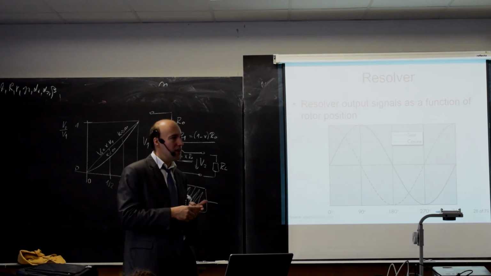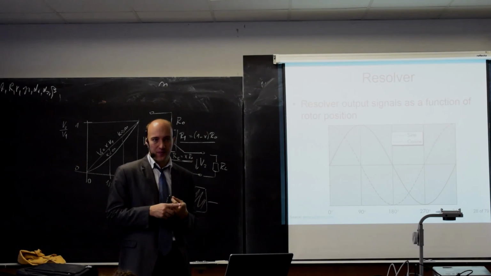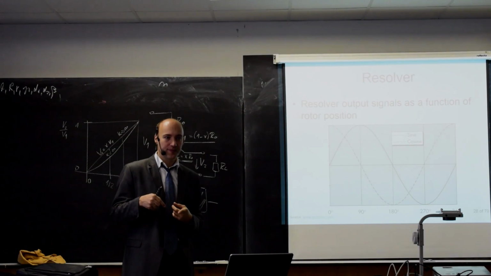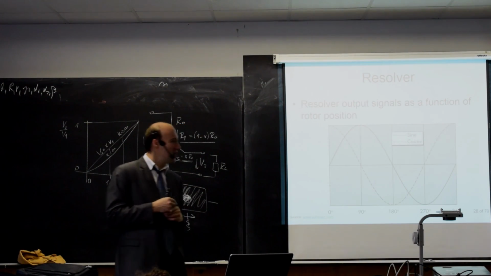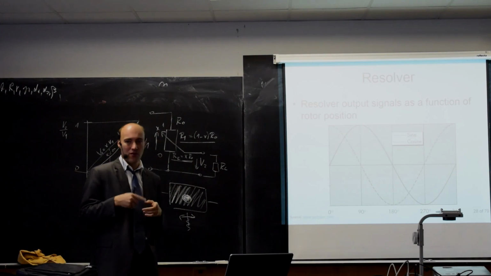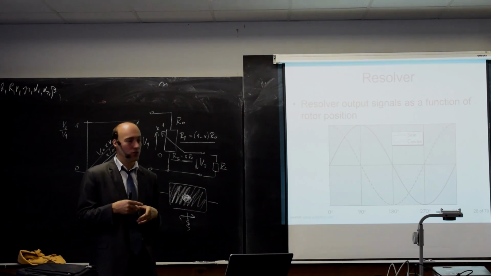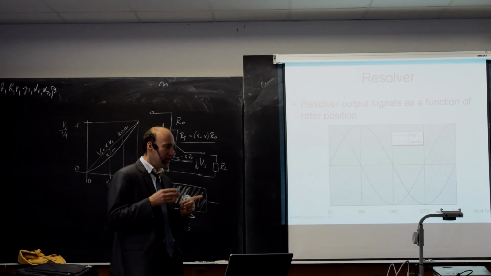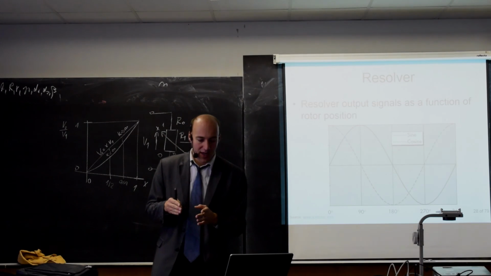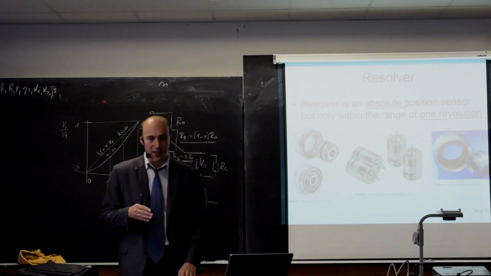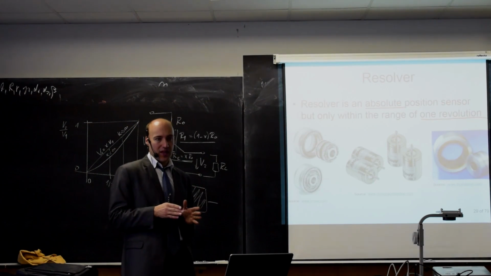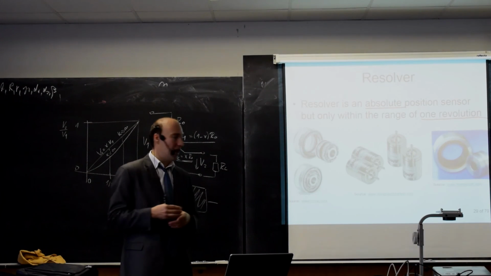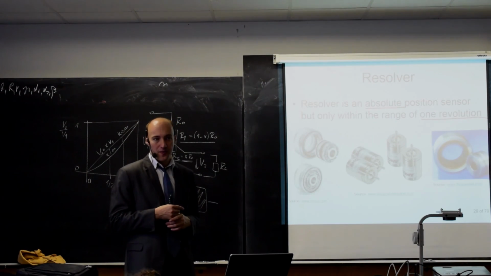So a resolver is an absolute sensor within one revolution. If you would like to use it in more revolutions, you need to count the revolutions in a counter, for example. So within the range of one revolution, a resolver is an absolute sensor. But if you want to use it in high range, then it's a relative sensor.